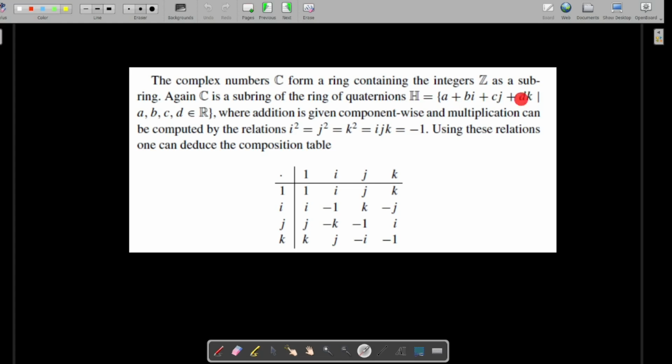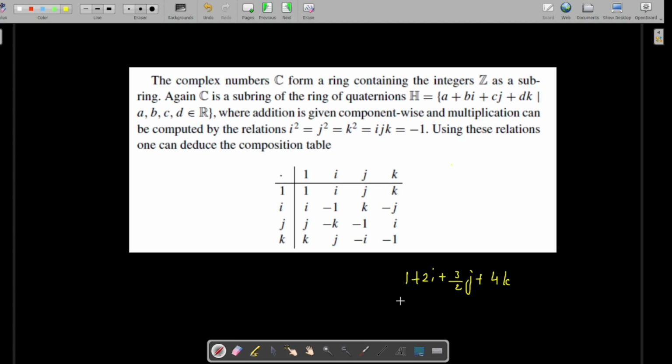H is equal to the set of all elements a + bi + cj + dk, where a, b, c, d belong to R, where addition is given component wise, and multiplication can be computed by the relations i² = j² = k² = ijk = -1. So we take the composition table in this way, and the elements here are of the form a + bi + cj + dk. For example, you have an element of the form 1 + 2i + (3/2)j + 4k, for example.